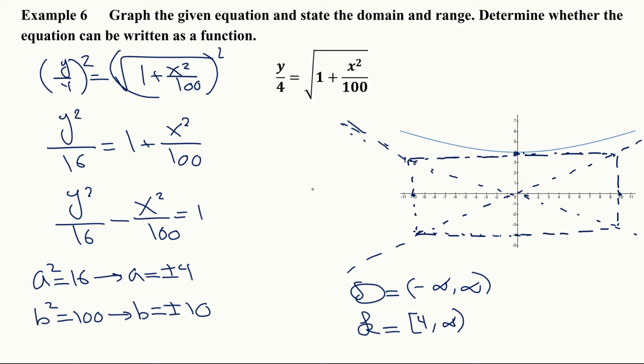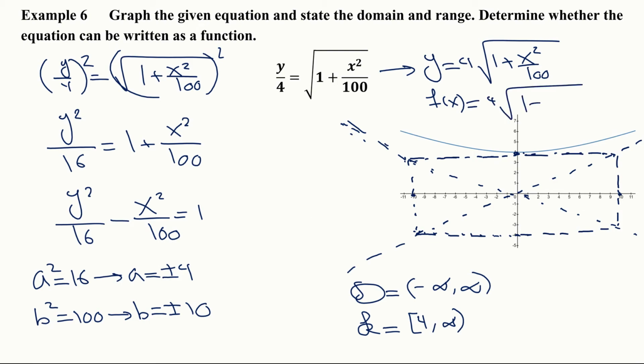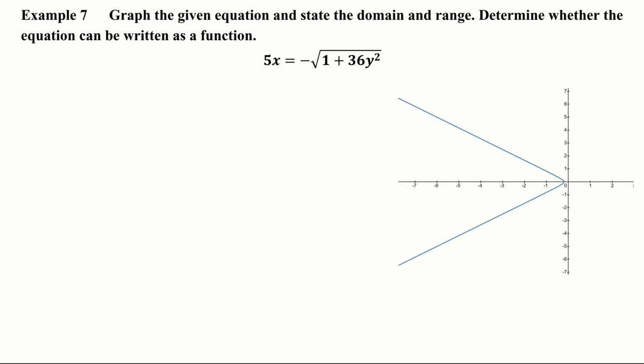If I just multiply both sides by 4, I get y equals 4 square root of 1 plus x squared over 100. I can always replace the y with f of x. So in case you're interested, that's the function that we actually just graphed. And it passes the vertical line test, so it's very much a function. All right, so that's how you do that. Try this one, see if you can come up with the graph that I've shown, and then come back.